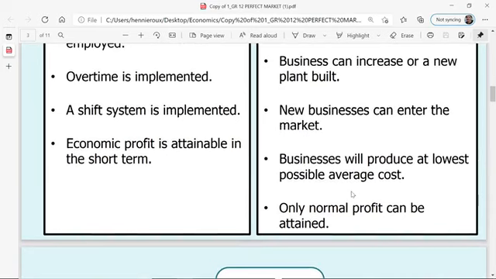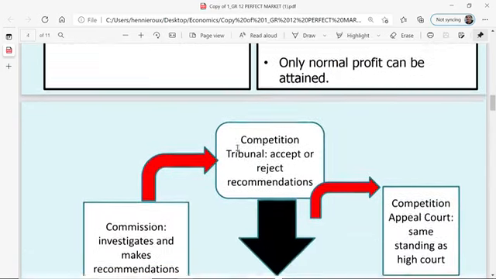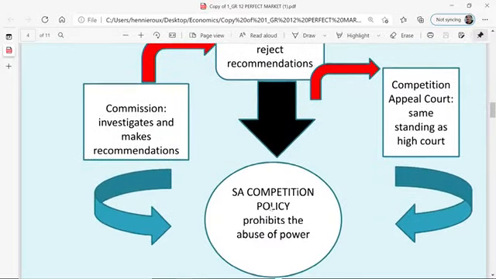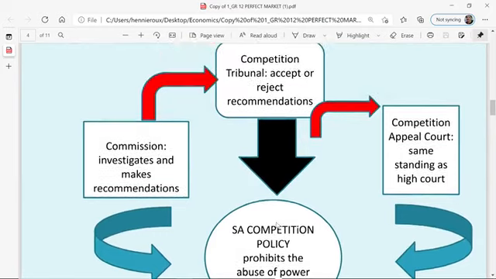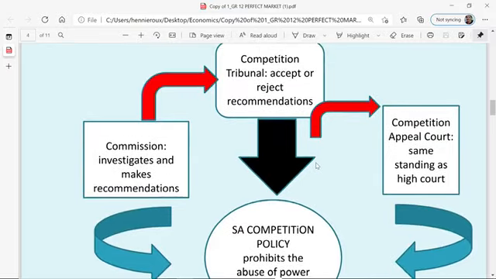Right, so together with your perfect market comes our South African competition policy, right? And the aim behind the South African competition policy was to prohibit the abuse of power. That was one of the things they wanted to achieve, but at the same time, they also wanted to encourage more competition within the market.